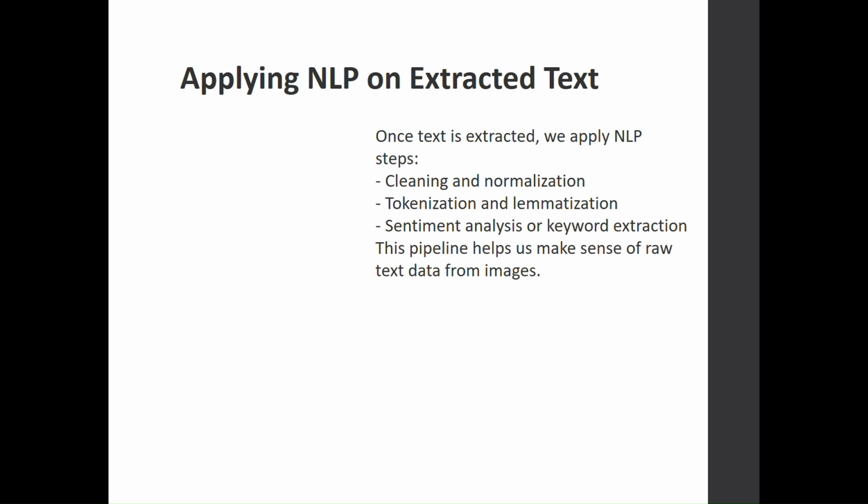Applying NLP on extracted text. Once we have the text, we can start using NLP techniques to analyze it. Step 1 is usually cleaning: removing unnecessary white spaces, correcting encoding issues, and normalizing the case. Then comes tokenization, splitting the text into words or sentences. Depending on the application, we might do lemmatization or stemming, which reduces words to their base forms. After that, you can apply analysis like keyword extraction, named entity recognition, which is called NER, or sentiment analysis.